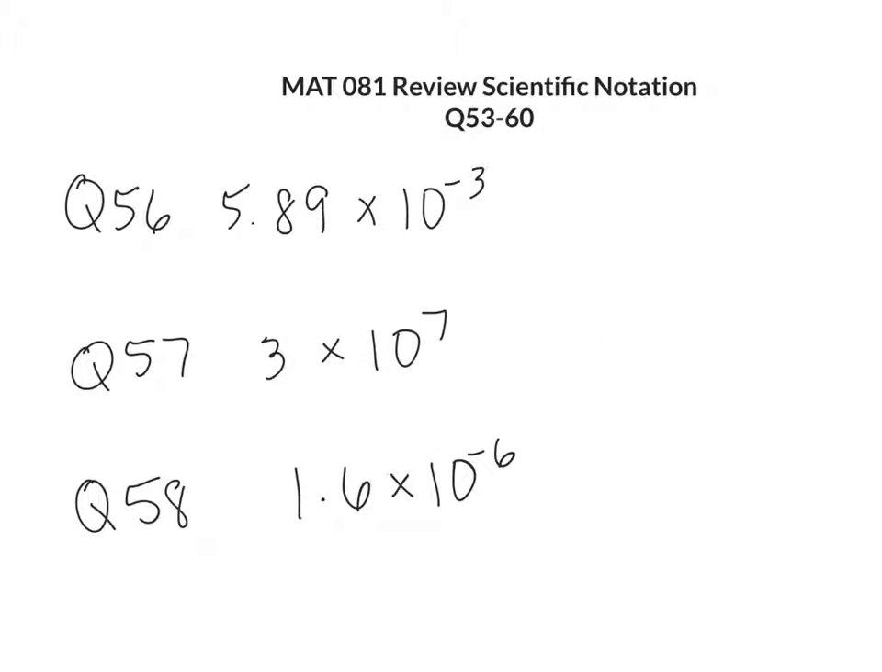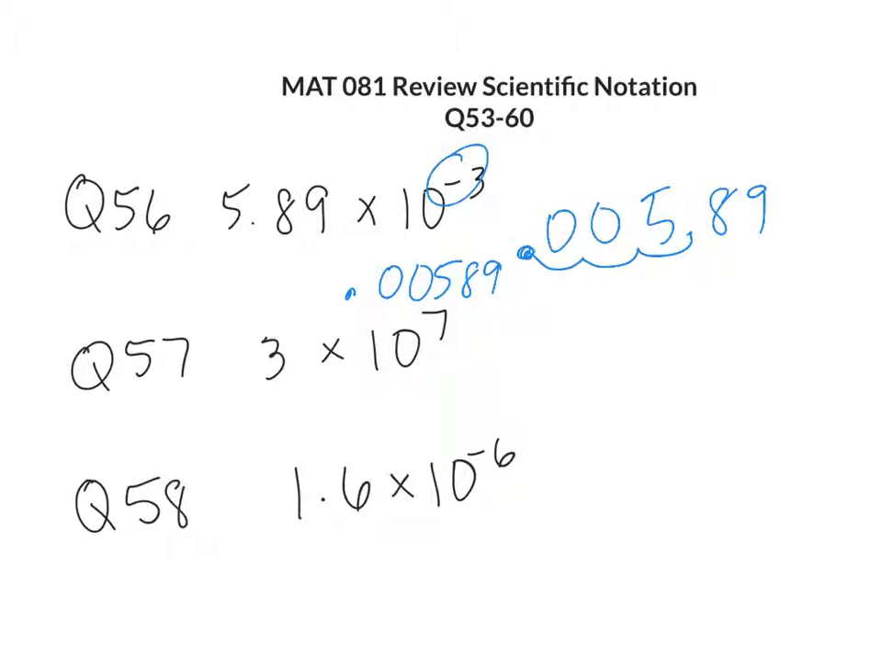And now we're going to do the opposite. We're going to switch it to standard notation. So we take the 5.89 and we have to move it 3 times. So we're going to move 1, 2, 3. Fill in zeros. So this is 0.00589.